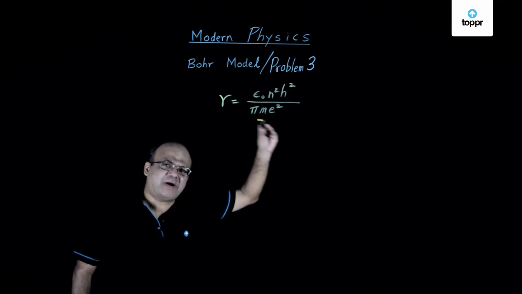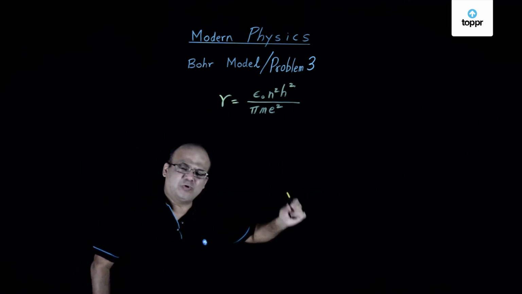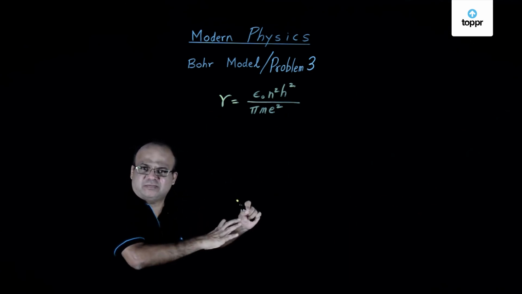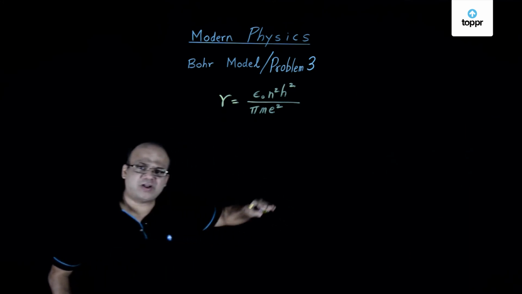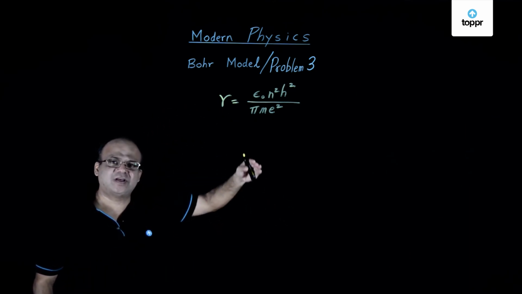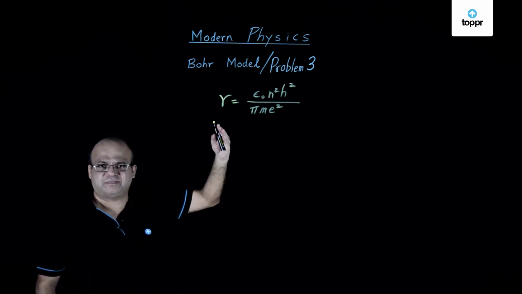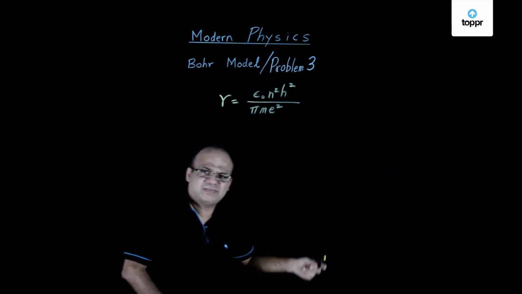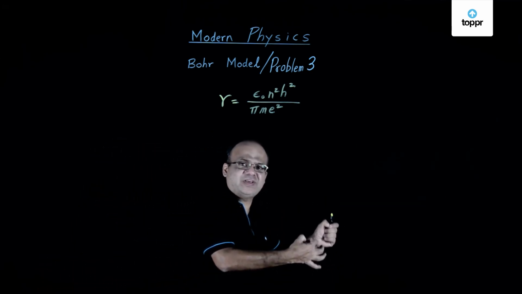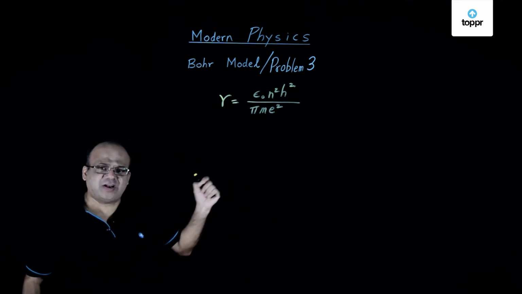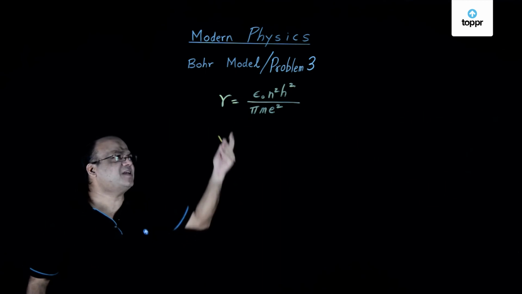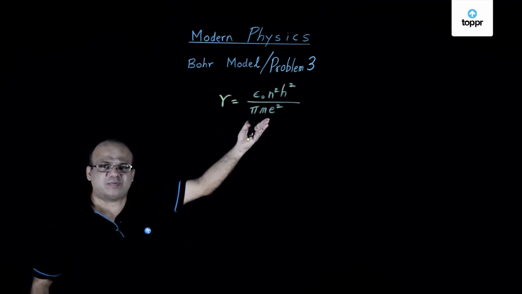An imaginary particle whose charge is same as that of an electron but mass is 100 times is moving around a nucleus of charge plus 4e. The question is, find the radius of the nth allowed orbit. We know for the hydrogen atom the radius of the nth allowed orbit is given by this formula.